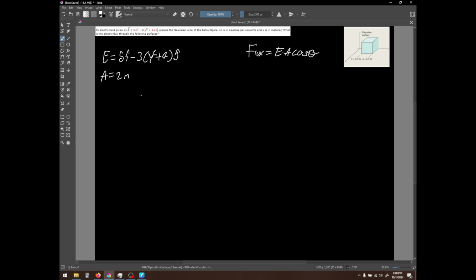Here you have the cube. It's going to be 2 squared, 4 meter. That's of just one face, because we're asked what are the faces. So it's just a square.